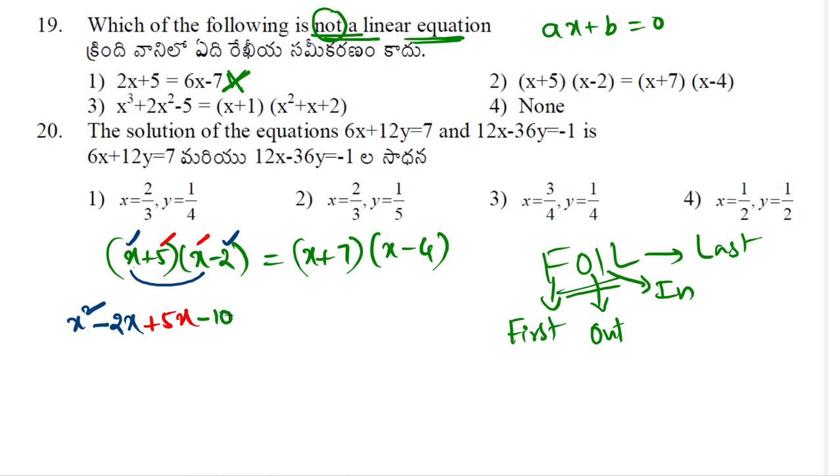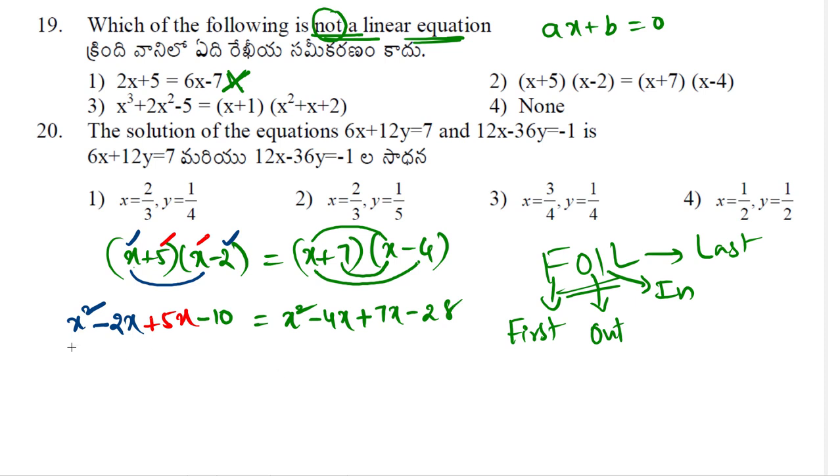Now this is equal to, let us apply same thing to the value which is at right side. X into x, x square. Then x into negative 4, that is minus 4x. Then 7 into x, plus 7x. Then 7 into minus 4, that is minus 28.